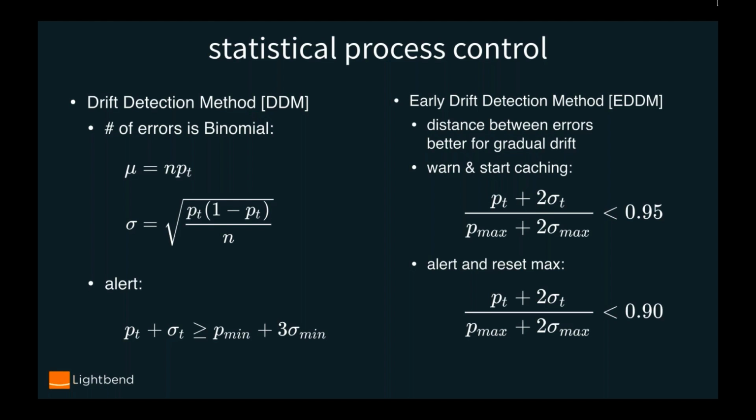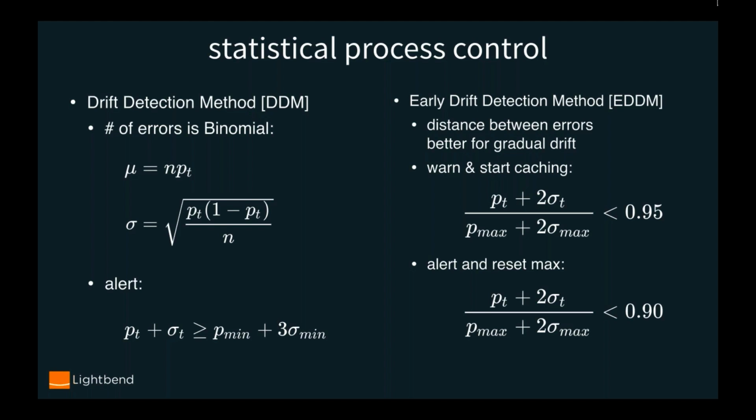They again use a rule. The rule is slightly different. And again, since we are looking for the error rate or distance to stabilize as the observations become stationary, we search for P sub max and sigma sub max, cache these and compare P sub t plus 2 sigma sub t to P sub max plus 2 sigma sub max.